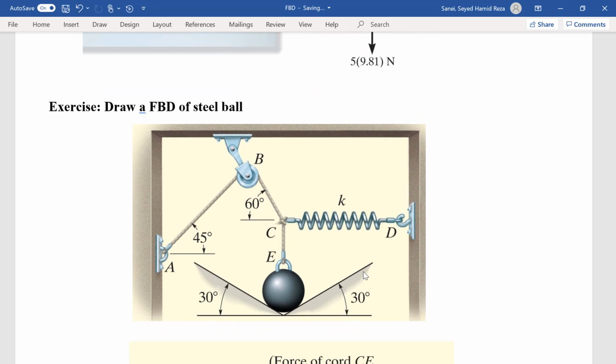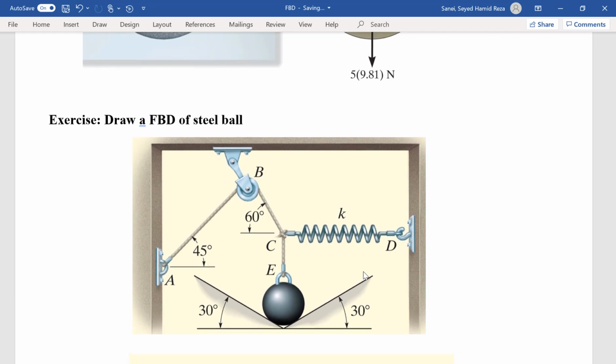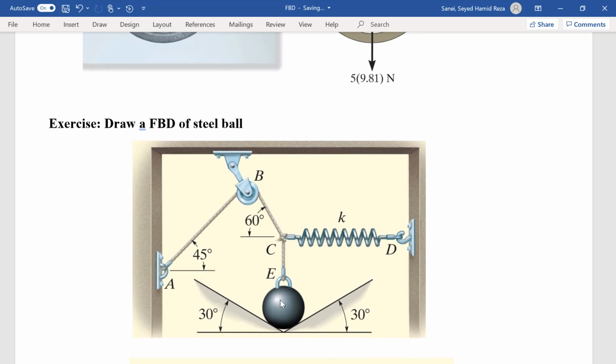Here is a little bit more complex exercise. We want to draw a free body diagram of a steel ball. So I want you to pause the video here and draw the free body diagram yourself, and then compare it with the solution to see if you have drawn it completely. We want to draw the free body diagram of this steel ball on this inclined surface.